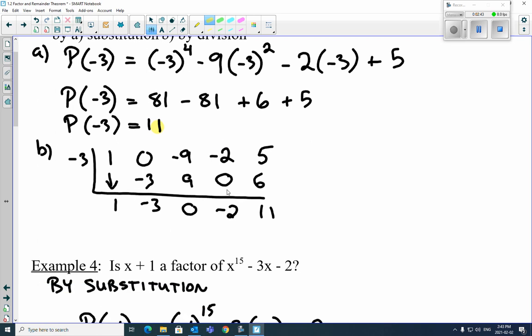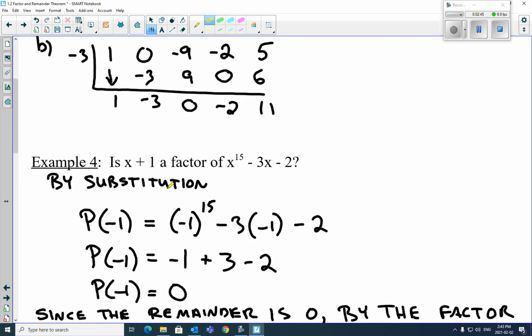Okay. Now, look at this one. Is x plus 1 a factor of, oh boy, x to the 15 minus 3x minus 2? Now, can you imagine doing this as synthetic division? It'd be ridiculous to do all this because you'd have a 1 and then a 0, 0, 0, 0, 0.